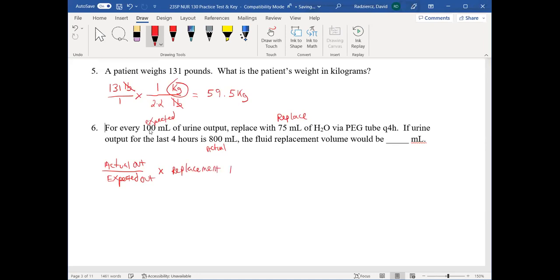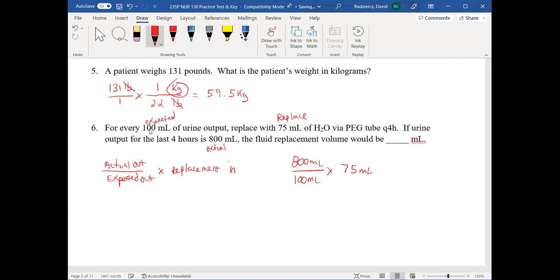You can even call that N if you want. Okay, sorry for my terrible handwriting. Anyways, so what is my actual output? 800 milliliters. What's my expected output? 100 milliliters. What's my replacement volume? 75 milliliters.